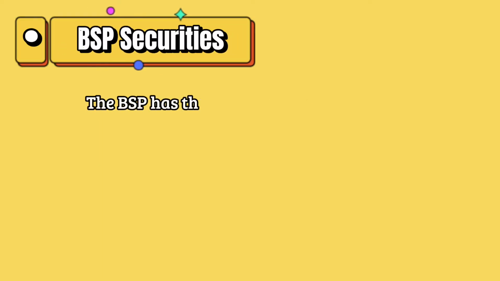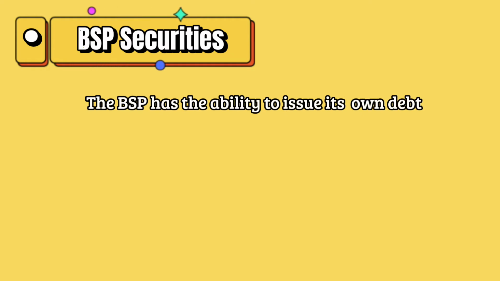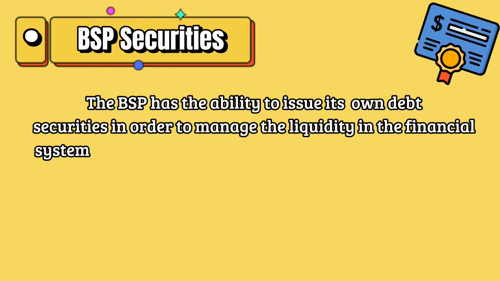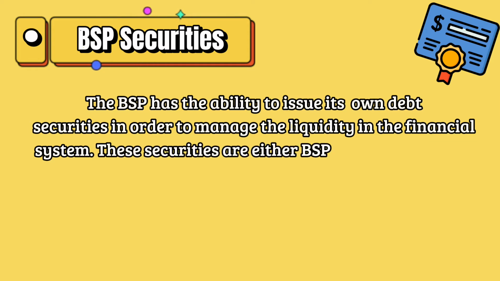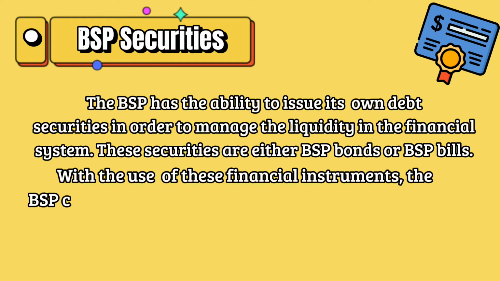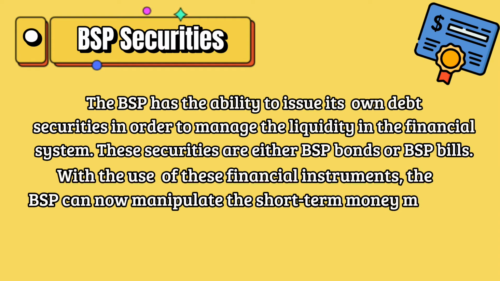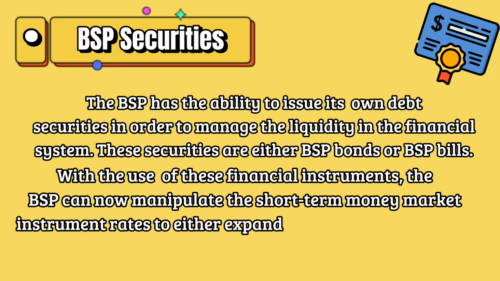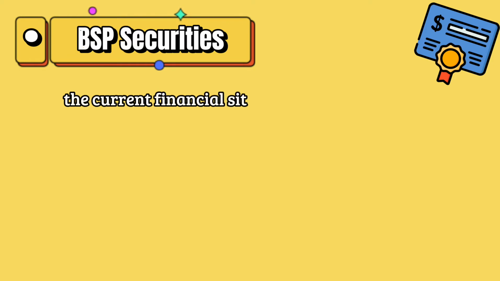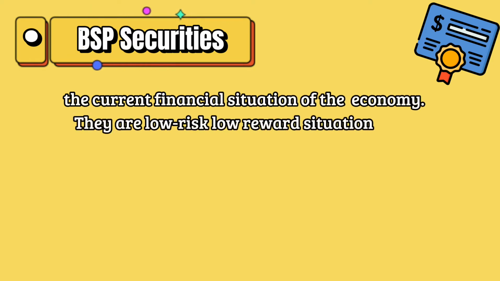The BSP has the ability to issue its own debt securities in order to manage the liquidity in the financial system. These securities are either BSP bonds or BSP bills. With the use of these financial instruments, the BSP can now manipulate the short-term money market instrument rates to either expand or contract according to the current financial situation of the economy.